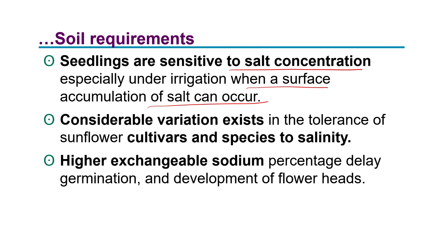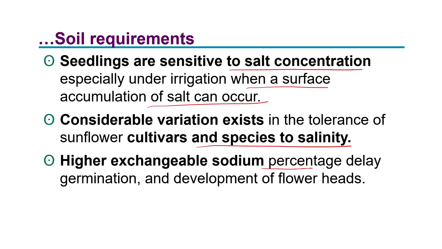Considerable variation exists in the tolerance of sunflower cultivars and species to salinity. Of course, we can find certain varieties or certain plants within sunflower that can tolerate salinity better than the others. Higher exchangeable sodium percentage delays the germination and development of flower heads. So this is important, that salinity can affect the sunflower plant throughout its life cycle.